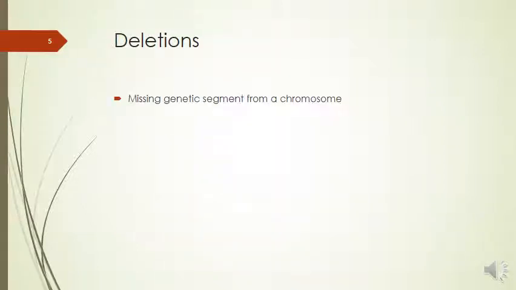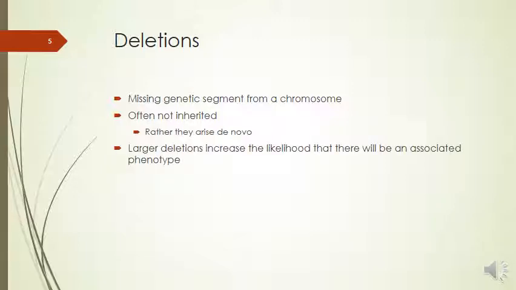A deletion is where we are missing a genetic segment from a chromosome. They're often not inherited, rather they arise de novo. Larger deletions increase the likelihood that there will be an associated phenotype. Cri-du-chat syndrome, cat-cry syndrome, which involves a deletion in the short arm of chromosome 5, is something that we will be looking at in the next unit.